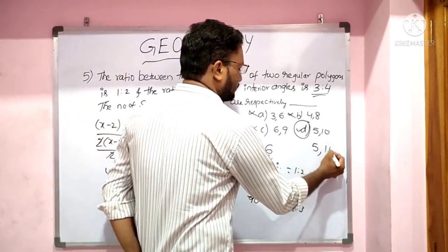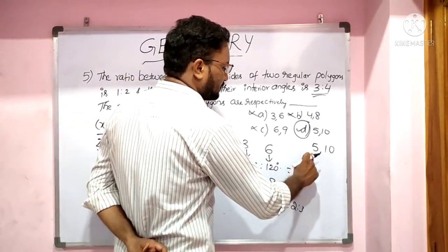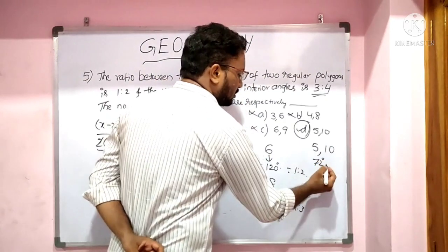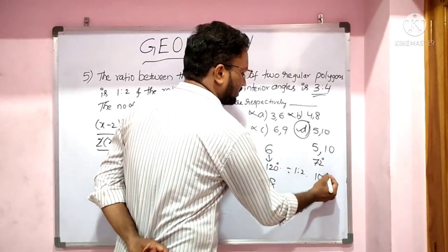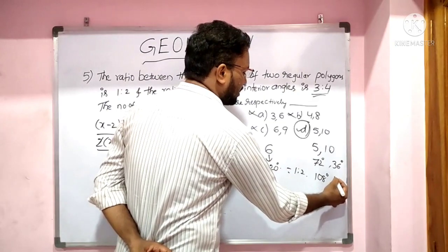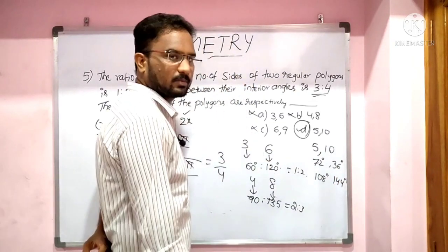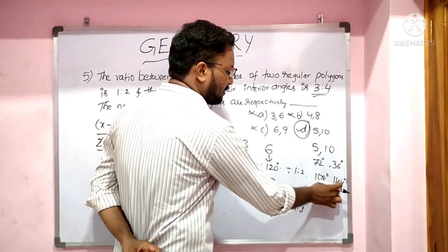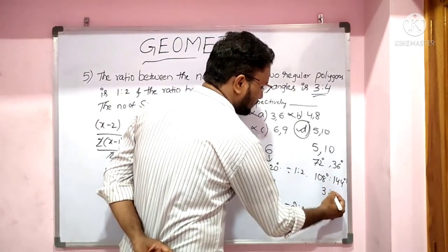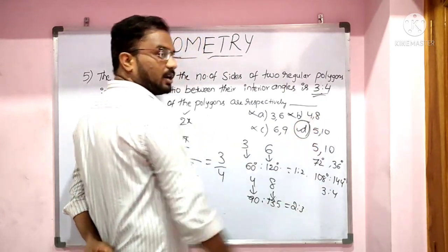Or you can check 5, 10 also. The number of sides is 5, so each exterior angle will be 72 degrees, so each interior angle will be 108 degrees. And for 360 by 10, each exterior angle will be 36 degrees, so each interior angle will be 144 degrees. So the ratio 108 by 144 is 3:4, since 36 3s are 108 and 36 4s are 144. So the answer is 5, 10.